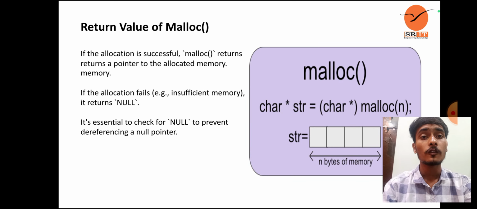Return value of malloc. If the allocation is successful, malloc returns a pointer to the allocated memory. If the allocation fails due to insufficient memory, it returns NULL. It's essential to check for NULL to prevent dereferencing a null pointer. Moving to next slide.